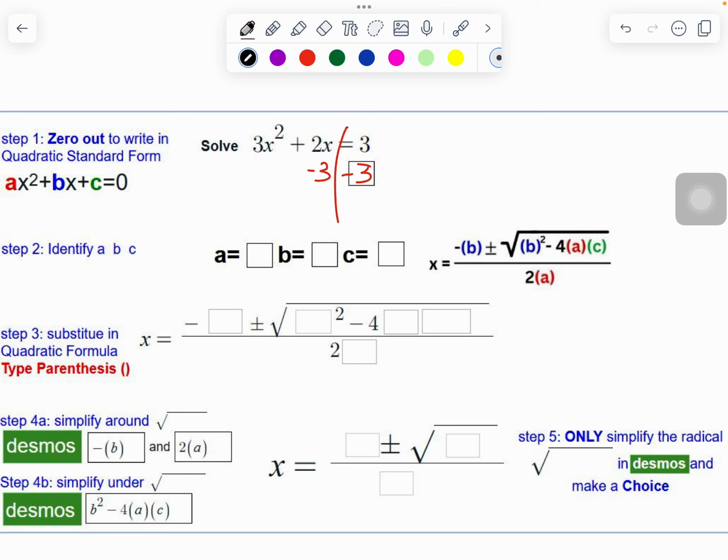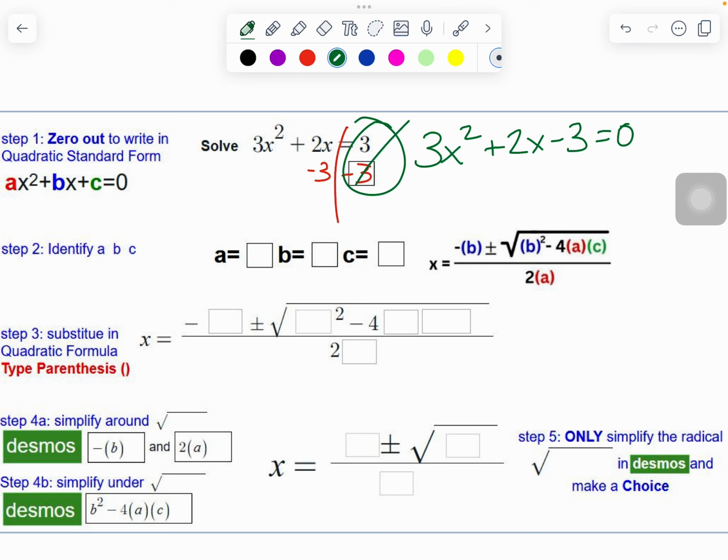I know this is my ax squared, my bx, and so the 3 is going to take the c spot. So I'm going to go ahead and write it over here: 3x squared plus 2x, and then we're just going to put that minus 3, and then this equals 0.